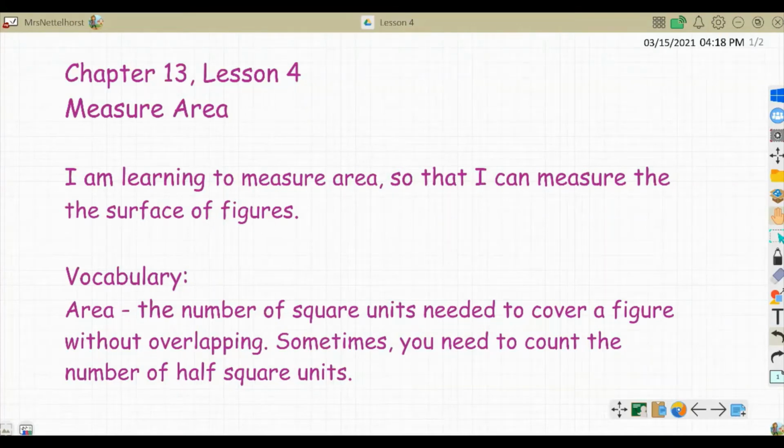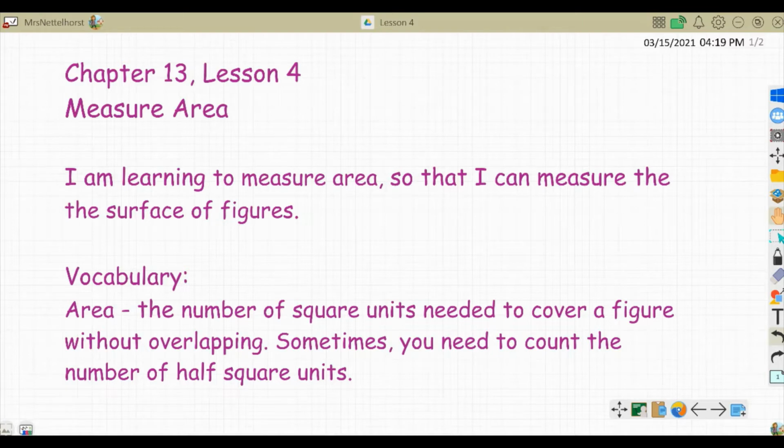So boys and girls, right now we are doing chapter 13, lesson 4. We are learning to measure area. So our learning intention is that I'm learning to measure area so that I can measure the surface of figures. Our vocabulary is the word area. That means the number of square units needed to cover a figure without overlapping.